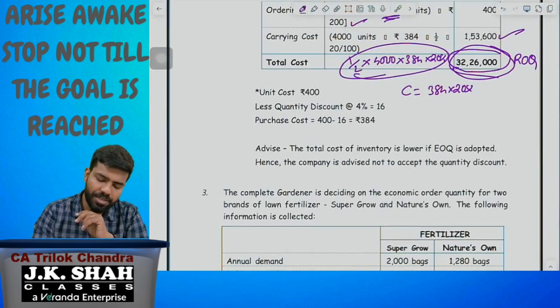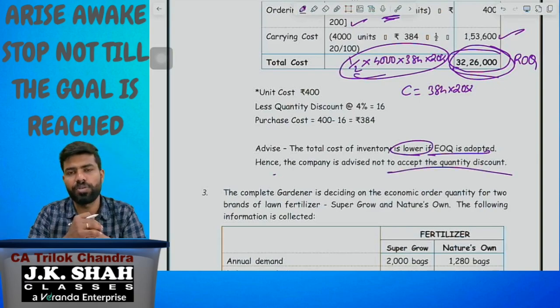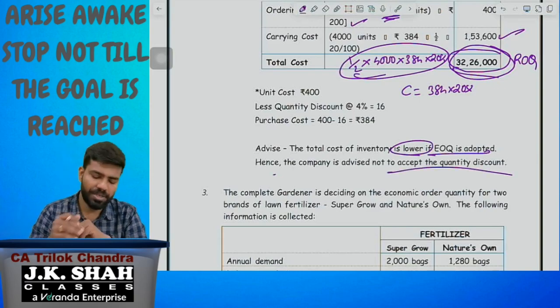So here they have given the answer. Advise: total cost of inventory is lower if EOQ is adopted. Hence, the company advises not to accept the quantity discount. Clear about this? Next.